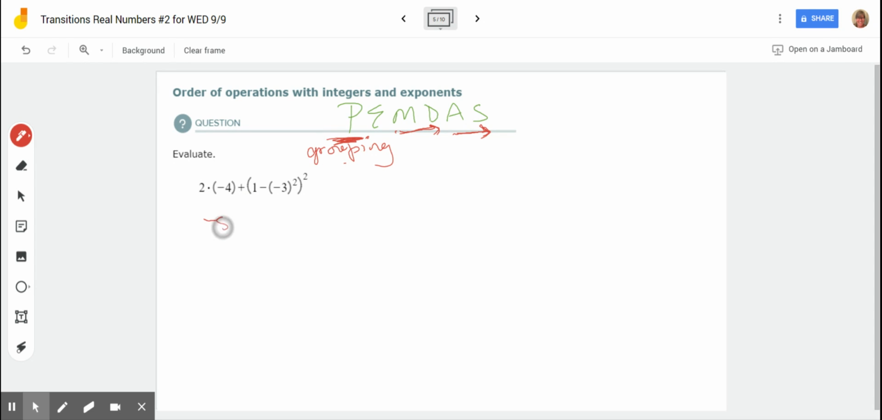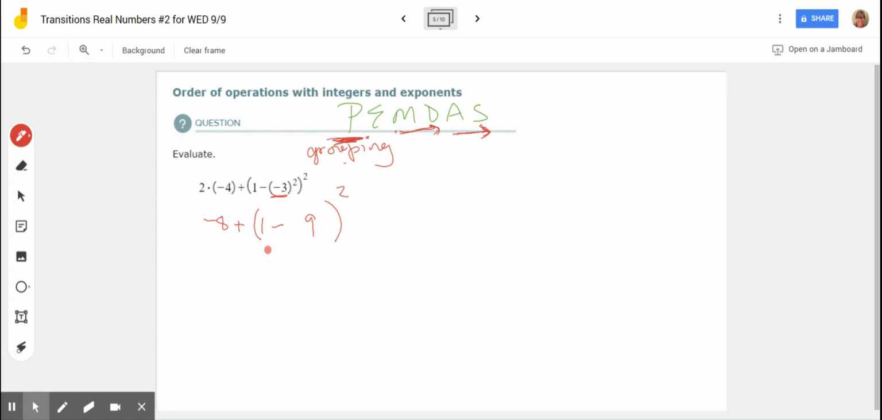So -8 plus, open parentheses, 1 minus, we're doing order of operations. What is -3 times -3? That's what that says. The base of the 2 is -3. -3 times -3, I could write it out, but I'm not going to. I'm just going to tell you it's 9. Close parentheses, squared. Now, I don't need to put parentheses around a +9, correct? So I can erase those, and now I have that problem.